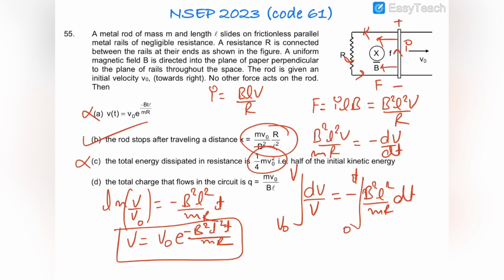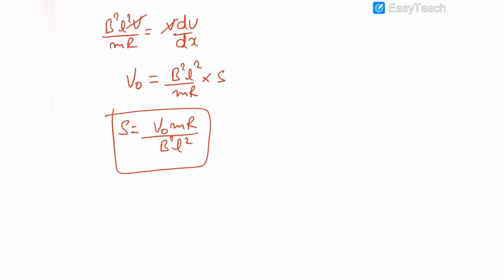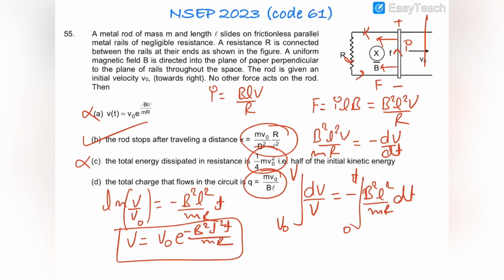Now the total charge that flows in the circuit is this one. So you might be thinking that we have made this equation of velocity as a function of time, then we should find out the current as a function of time, then we should integrate it. In fact, I have a smaller method to find out this charge. We already have studied in electromagnetic induction that in these cases the charge flown through the circuit is change in flux delta phi by R. Now you can see that if the rod has moved by a distance of s, then the change in area will be s into L.